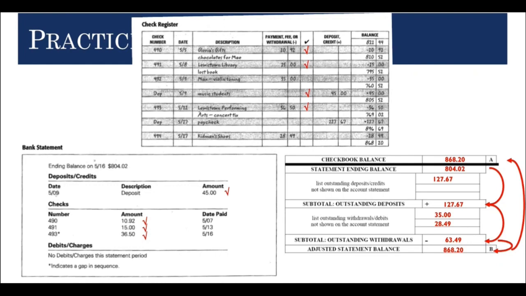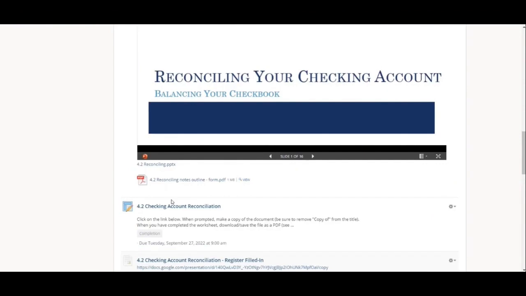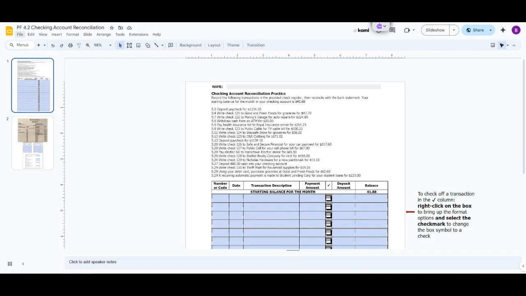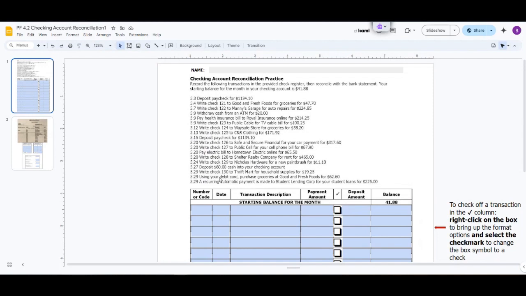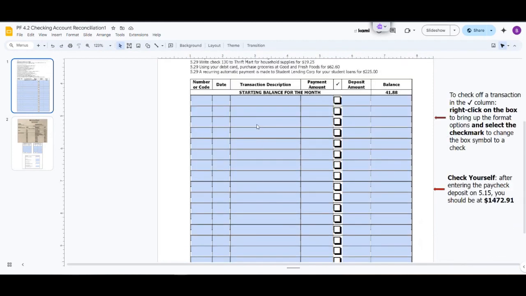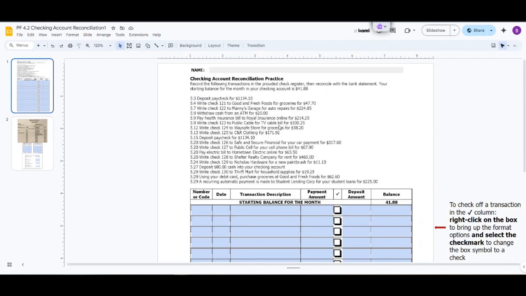Make sure that you do one activity for today, and it is this checking account reconciliation. I'm going to walk you through this. It's similar to the example we just did, but obviously more in-depth and more expansive. So we have a list of all of the transactions within the month and then an area below that in which to record those. We can see that we start the month off with 4188, and that opening balance, or starting balance, is already listed there.